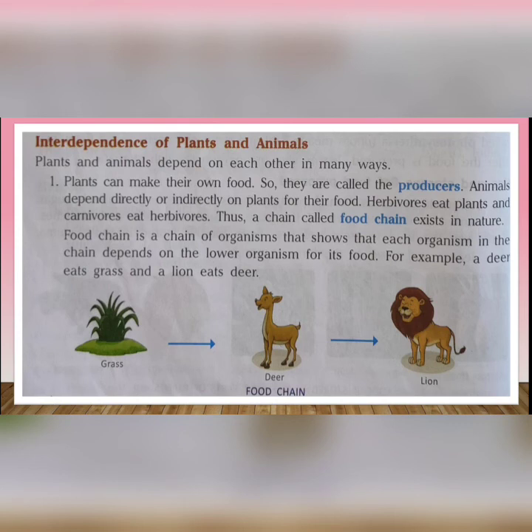Then the next topic is interdependence of plants and animals. Plants are producers because they can prepare their own food, but the animals are dependent on plants directly or indirectly for their food. Thus, a chain exists in nature, which is called the food chain. It can be defined as the chain of organisms that shows that each organism in the chain depends on the lower organism for its food. For example, a deer eats grass and a lion eats deer.